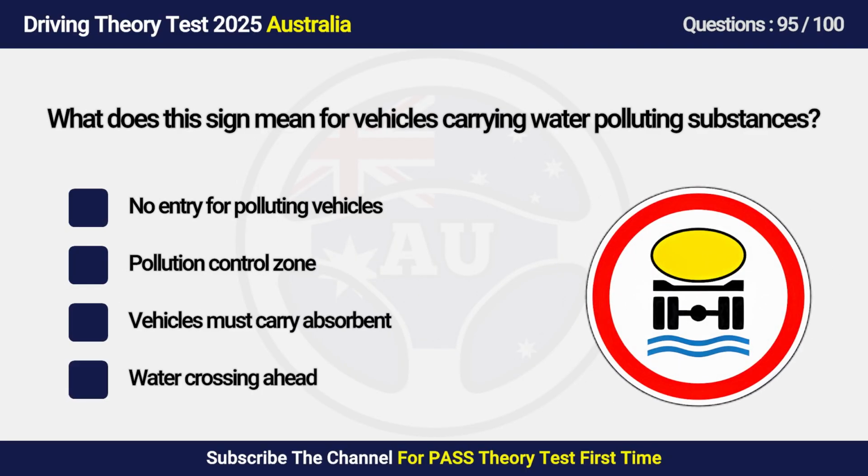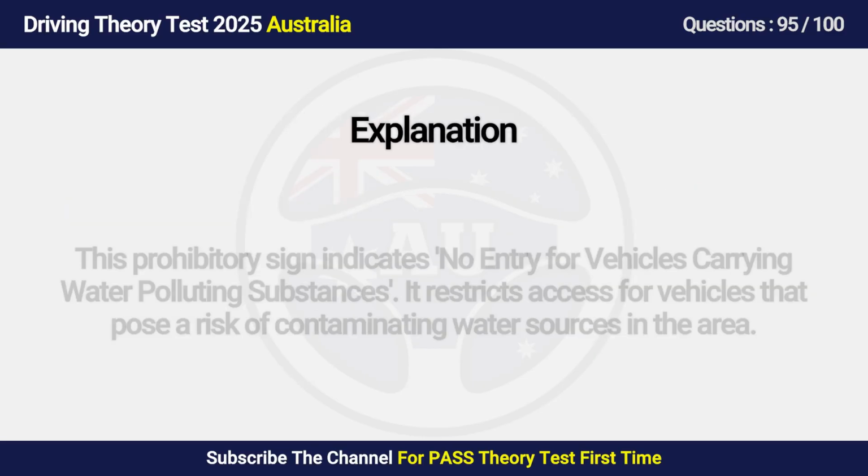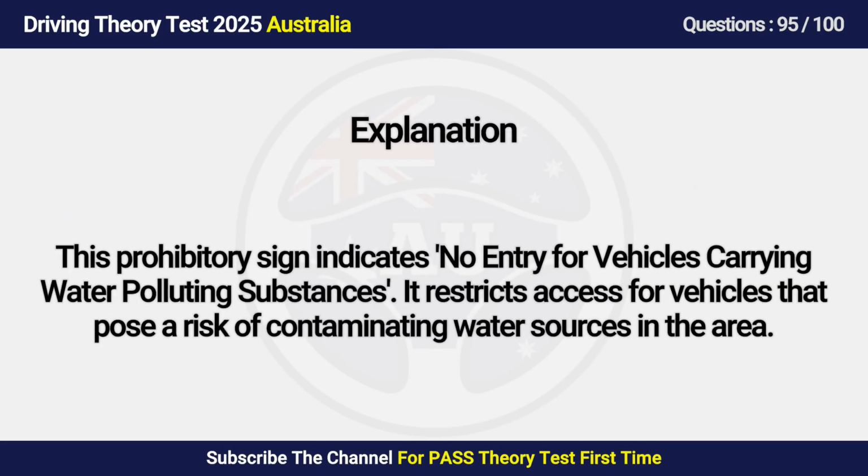Question 95. What does this sign mean for vehicles carrying water-polluting substances? A. No entry for polluting vehicles. B. Pollution control zone. C. Vehicles must carry absorbent. D. Water crossing ahead. Answer is A. No entry for polluting vehicles. This prohibitory sign indicates no entry for vehicles carrying water-polluting substances. It restricts access for vehicles that pose a risk of contaminating water sources in the area.